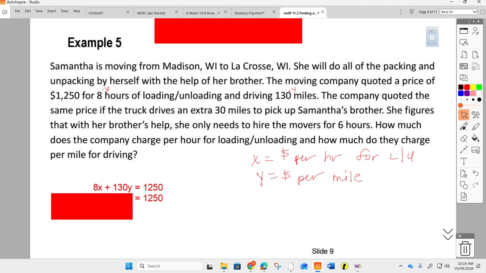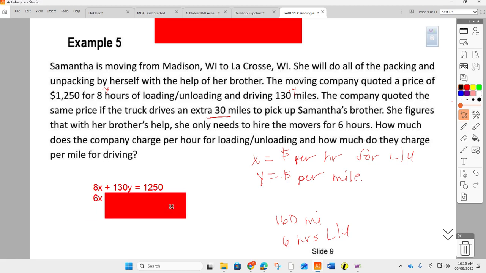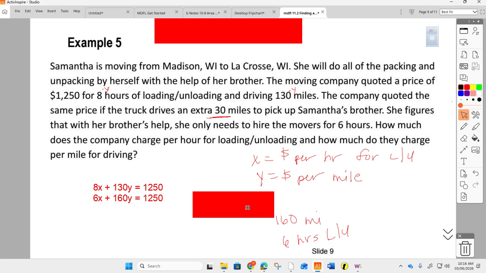Now it says that they have agreed to charge the same price, but they're going to be going an extra 30 miles, so it's going to be 160 miles for the second equation, and only 6 hours of loading and unloading. So 6 times the price for loading and unloading plus 160 miles for renting the truck.